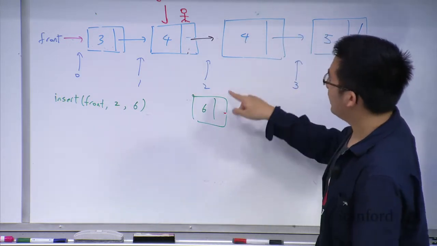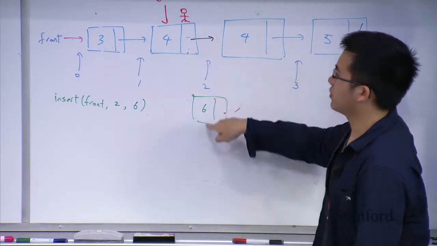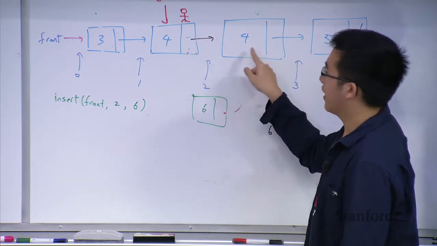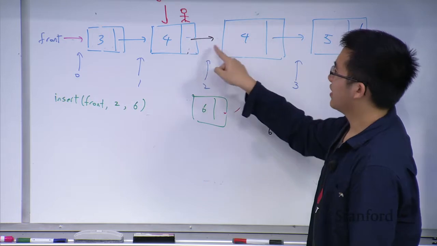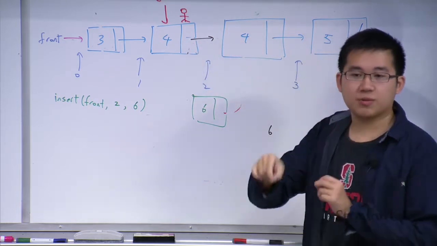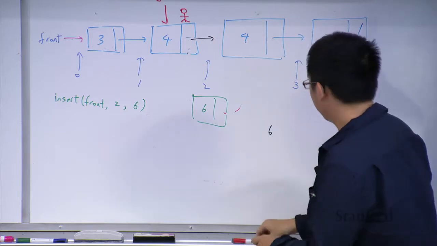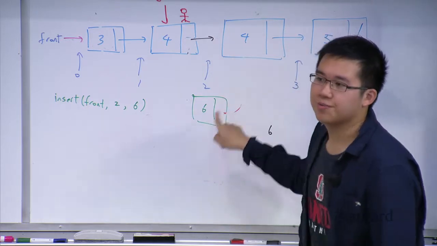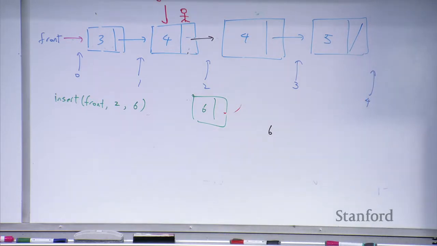So remember, we want to do this link first before we do this link, because if you do this link first, then you kind of lose the 4. Once you change this pointer, you can't ever go to the 4 again. The 4 is kind of lost. So the order in which you do the statements matters. We want to first change this link to 4. Before we do that, we need to first create the node. Do you remember how to create the node? How do you create a new list node?